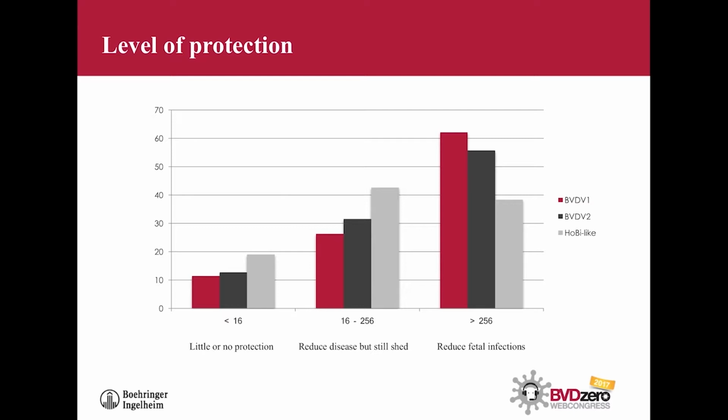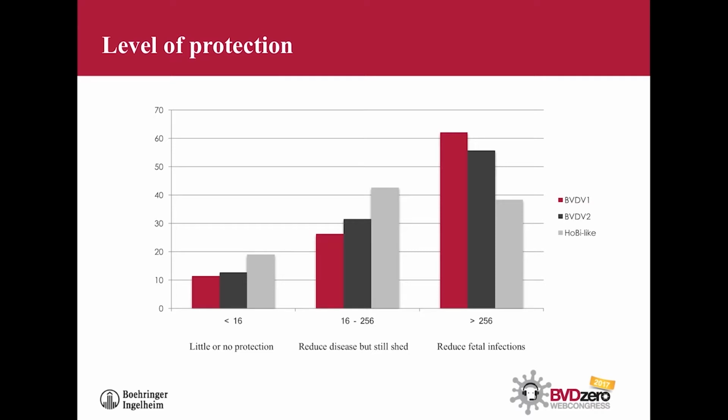But to protect against that fetal infection requires a much higher level of antibodies present. And that can be shown in that graph that shows reduced fetal infections, titers greater than 256. And you can see that we have about 60% of the animals might be able to fight off fetal infections with BVD1, slightly less with BVD2, between 50 and 60%. But less than 40% of the animals could fight off a fetal infection with Hobi-like viruses.